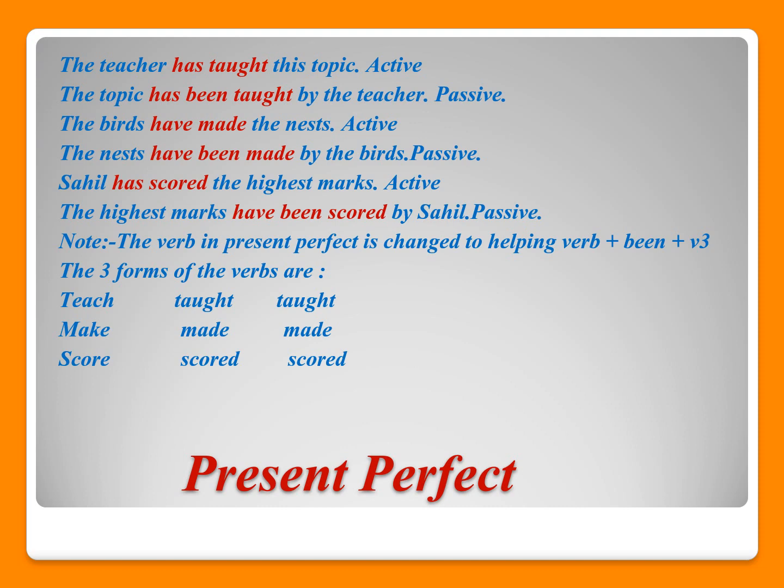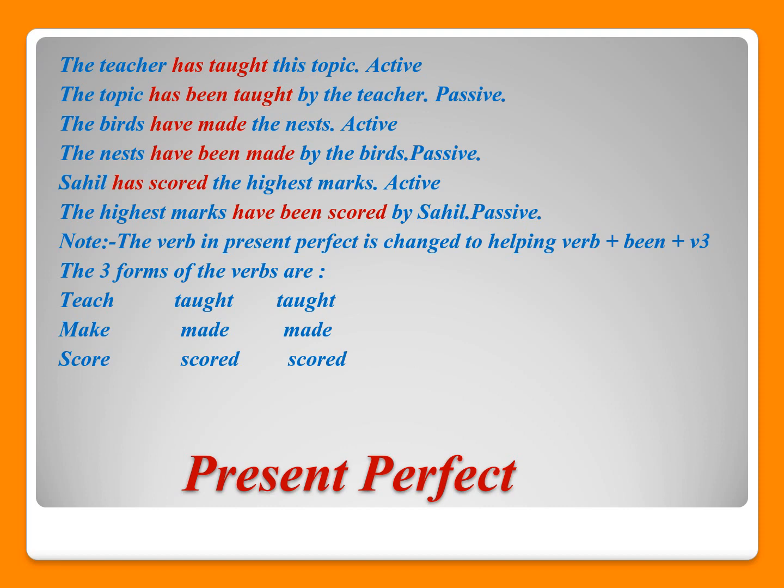Now let us see sentences in present perfect form of tenses. The teacher has taught this topic. So here this topic is the object which is shifted to the first place. The topic has been taught by the teacher.